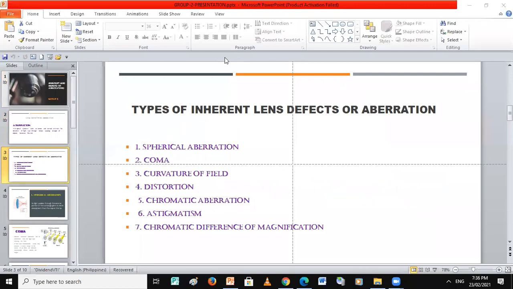So first is the spherical aberration. Second is the coma. Third is the curvature of field. Fourth is the distortion. Fifth is chromatic aberration. Sixth, astigmatism. And the last is the chromatic difference of magnification. So these types of inherent lens defects will be further explained by the next reporter.